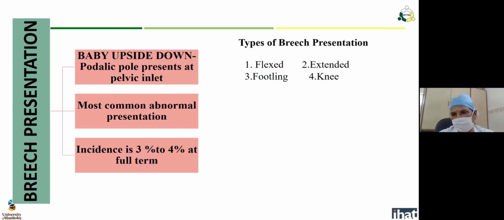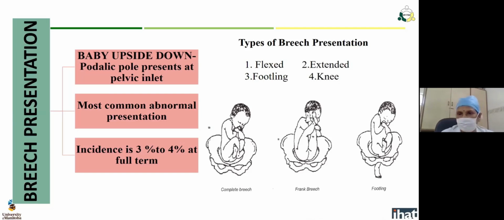So what are the types of breech? It is either complete breech or incomplete breech. Complete breech means there is flexion at all joints of the fetus. That is known as the flexed breech. Incomplete breech means one of the joints is extended. That includes extended breech or frank breech, where the buttock is the presenting part, footling breech, where the foot is the presentation, and knee presentation.